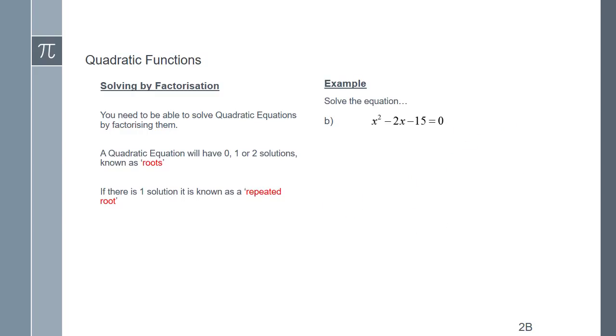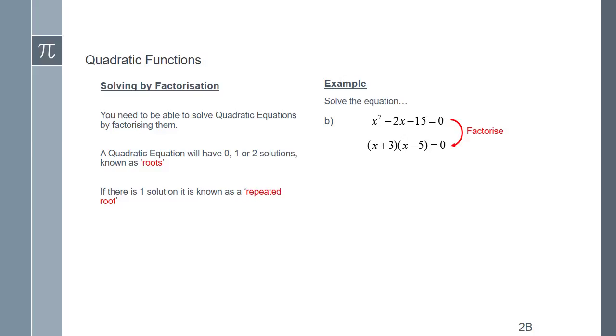Now x squared minus 2x minus 15 is equal to 0. Again, we can factorise. Remember, we're looking for two numbers that multiply to be minus 15 and add to be minus 2. So we factorise, we get (x plus 3)(x minus 5) is equal to 0.